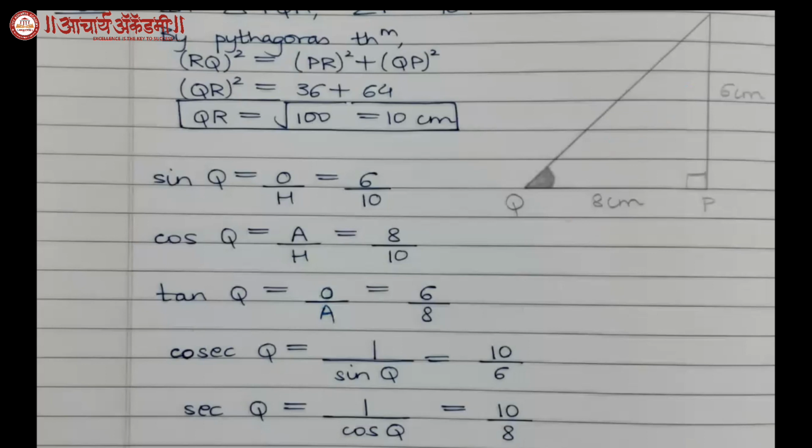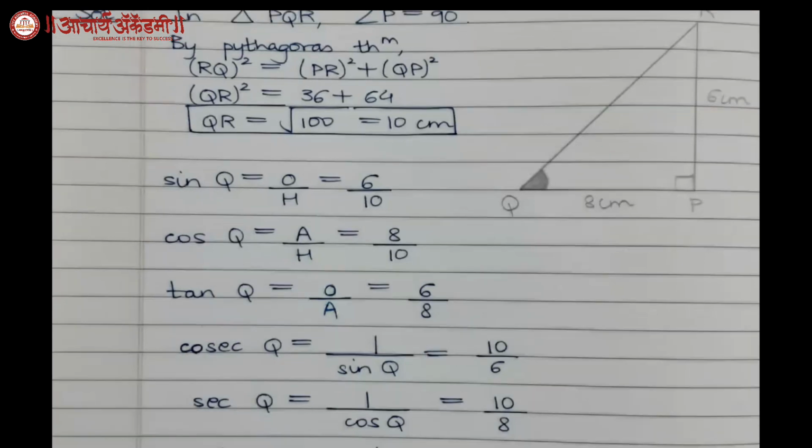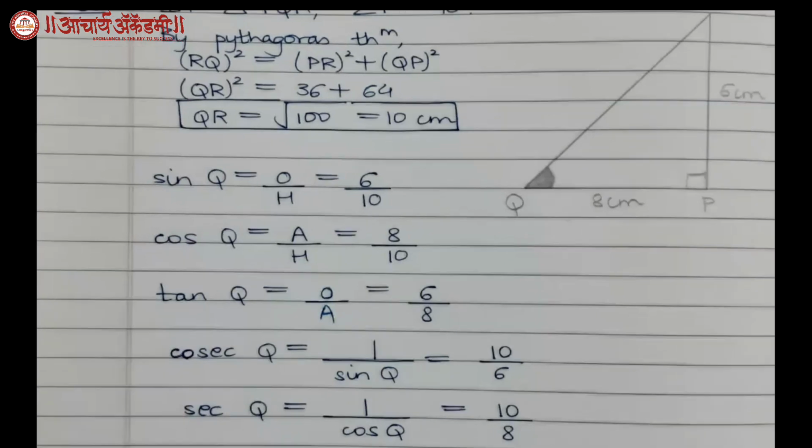As we have seen earlier, the value of sin Q is the reciprocal of cosec Q. So the value of sin is the reciprocal of cosec. So we can find the value of cosec by doing the reciprocal of sin Q.